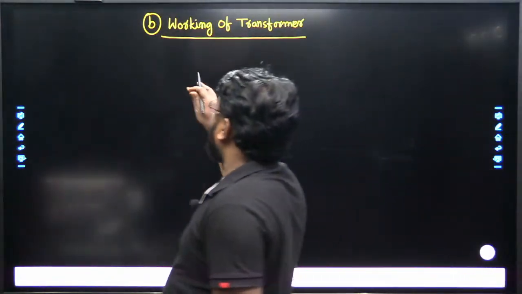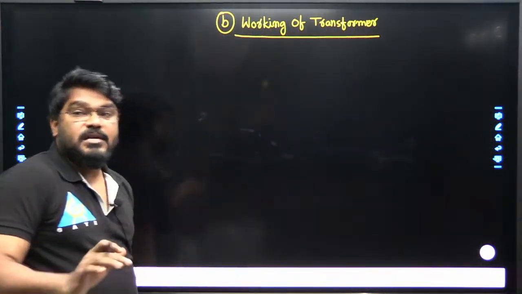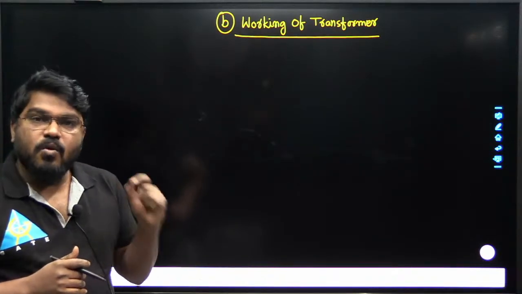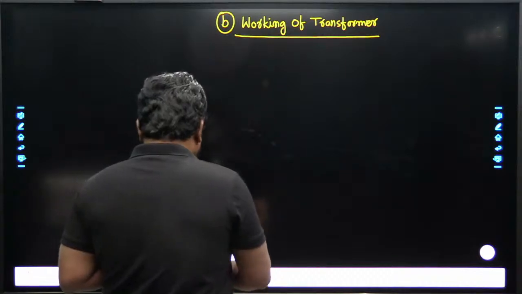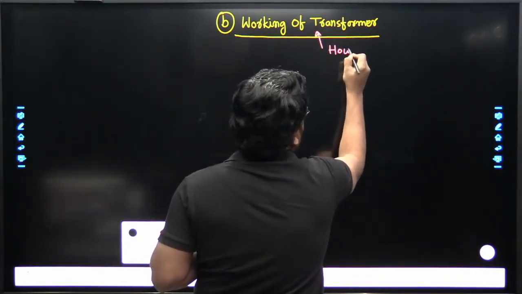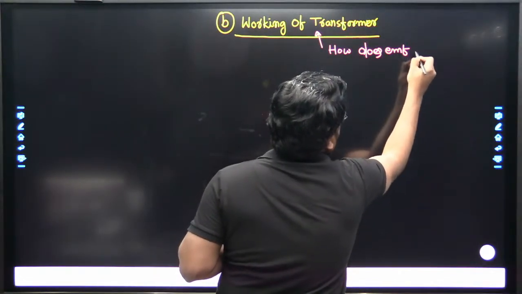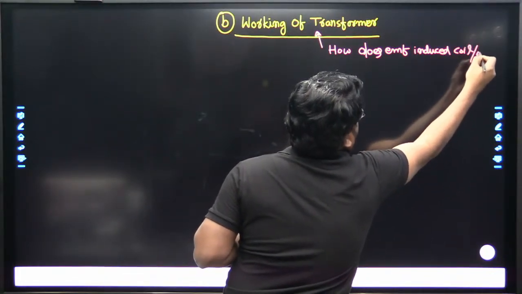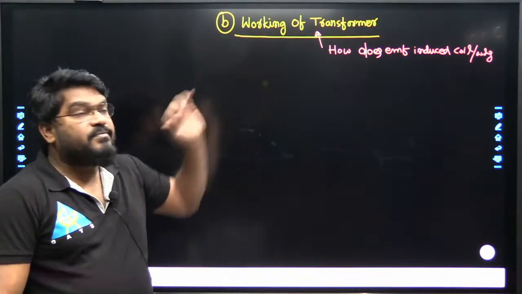So next one is the working of transformer. I already mentioned that. What is the meaning of working? Working in the sense, how does EMF induce in the transformer windings? How does EMF get induced in the coil or windings of a transformer? That is the meaning of working of transformers.